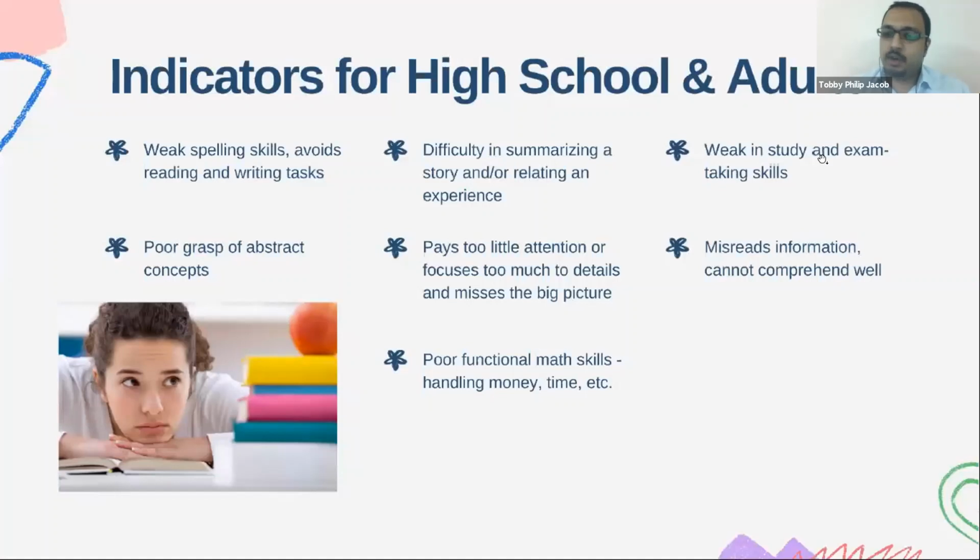Misreads information and cannot comprehend well. Poor functional mathematics skills, such as handling money, time, and so on, because they have issues with mathematical skills. So giving back change or something like that is difficult. An example that has come up with adults is a story told here. A man started a shop; he didn't have enough knowledge about mathematics. So somebody told him he could use a calculator. All he knew was the numbers.